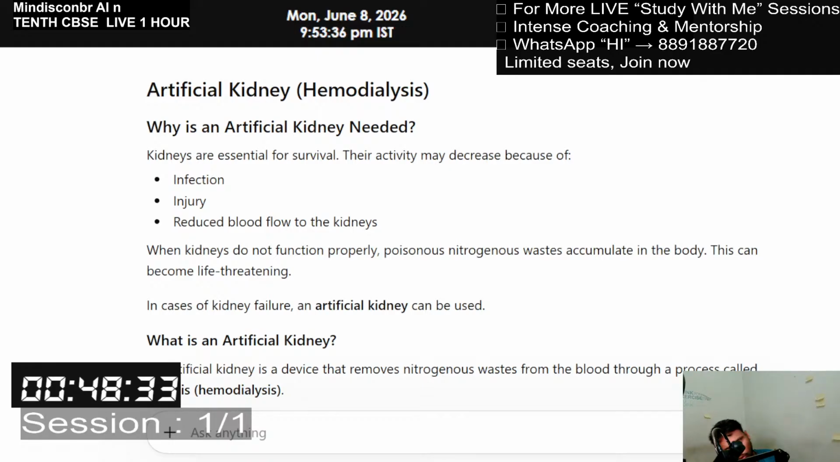Some people may be associated with kidney failure or need a kidney transplant. So why does the kidney fail, or why do the kidneys not work properly? This may be due to infections, certain injuries, or reduced blood flow to the kidneys.